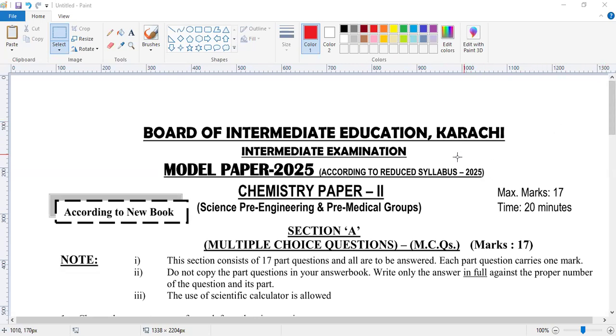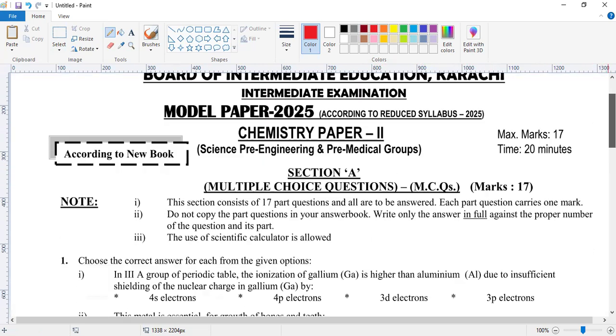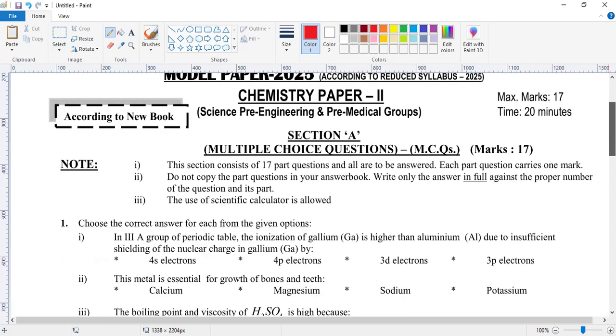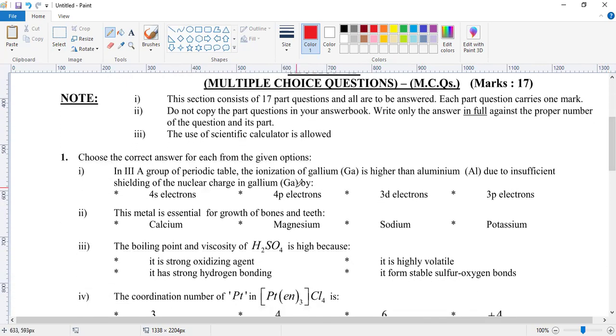Assalamu alaikum students. This is model paper 2025 and this is secondary chemistry, chemistry part 2. This is according to the reduced syllabus that was introduced in 2025. So first we will see the multiple choice questions.